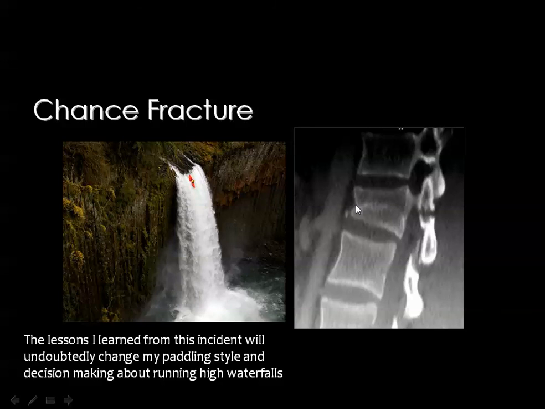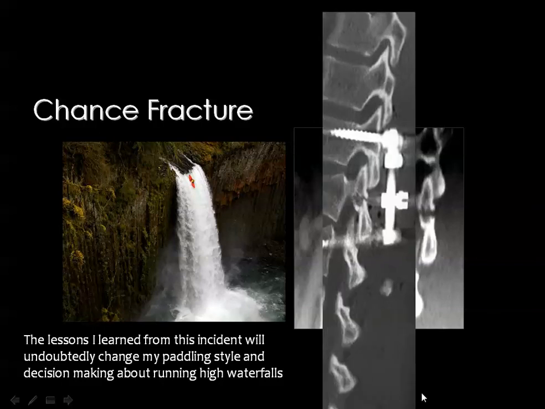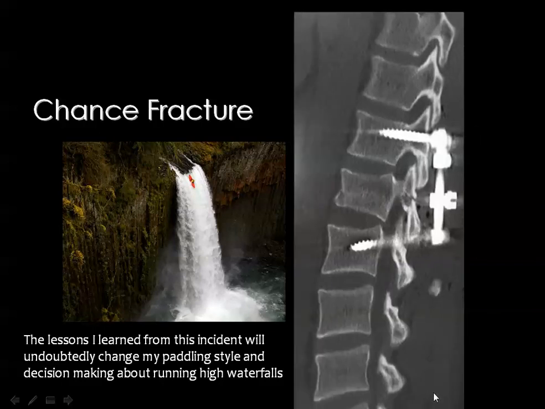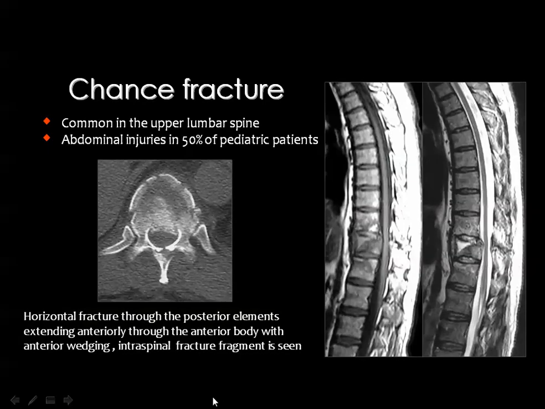And here you can see some anterior wedging of the vertebral body and the fracture line going through the vertebra, as well as continuing posteriorly through the neural elements. Then this is the fracture after internal fixation with transpedicular screws and metallic rods.